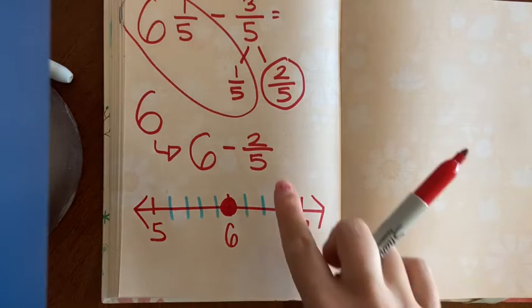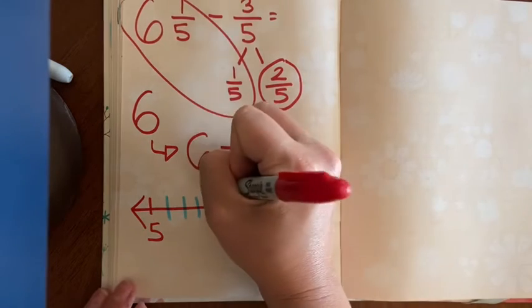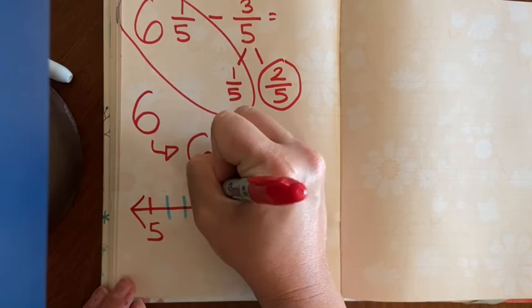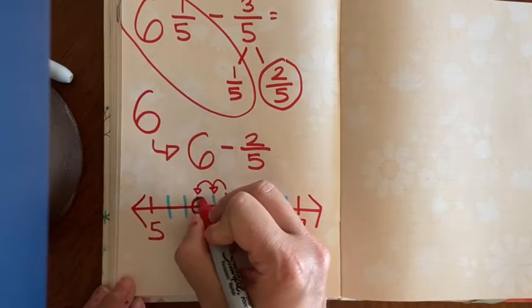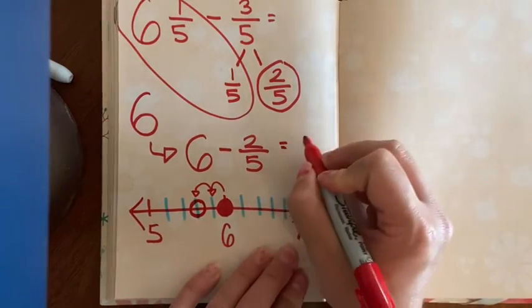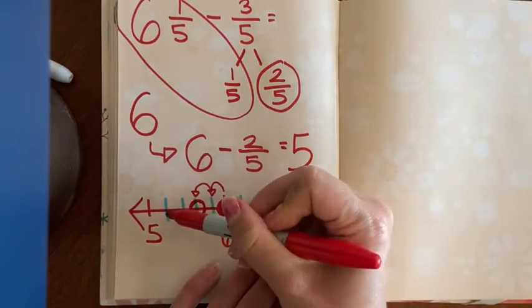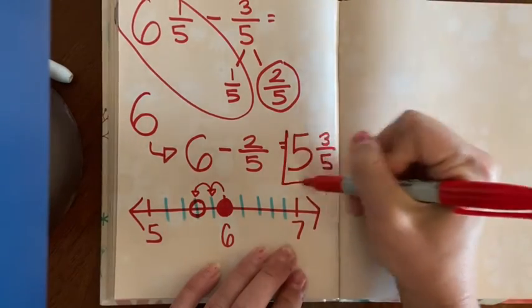We know we are taking away or subtracting 2/5, so we're going to use arrows to represent where we will land when we subtract 2/5. 1, 2. Landing us in the 5 hole section, giving us a mixed number of 5 holes and 3/5.